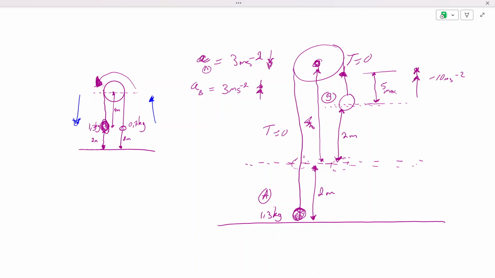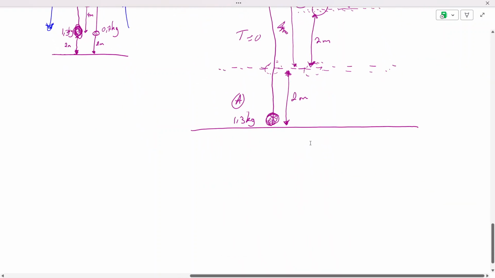To calculate that, the first thing you do is find the velocity of B, the 0.7 kg mass, at the moment that particle A reaches the plane. That's the velocity that we need. Since we know that the acceleration is constant, we can use the SUVAT equations.